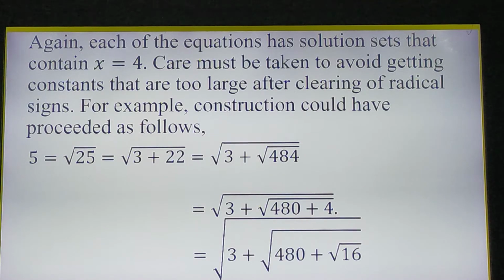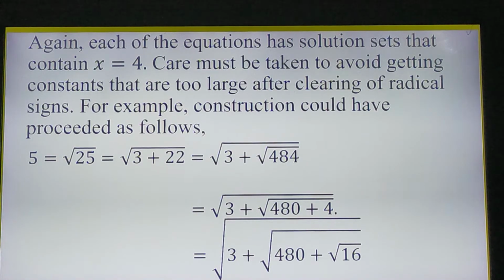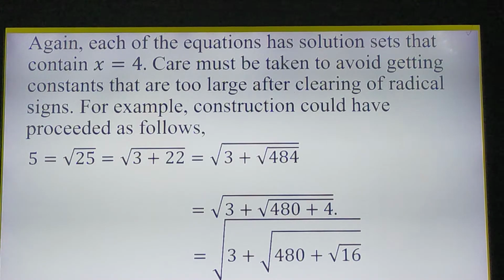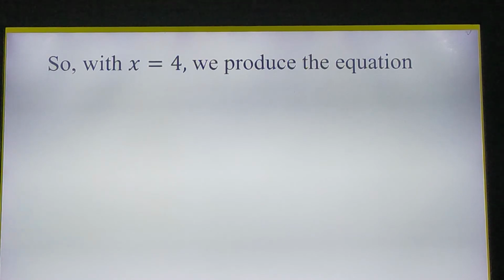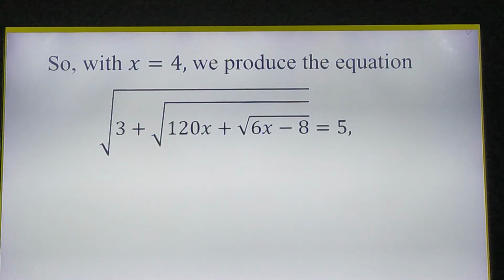Care must be taken to avoid getting constants that are too large after clearing of radical signs. For example, construction could have proceeded as follows. 5 is equal to the square root of 25, which is eventually equal to the square root of 3 plus the square root of 480 plus the square root of 16. So with x equals 4 embedded, we produce the following equation. Square root of 3 plus the square root of 120 plus the square root of 6x minus 8 inside the second square root sign, and the whole thing equals 5.